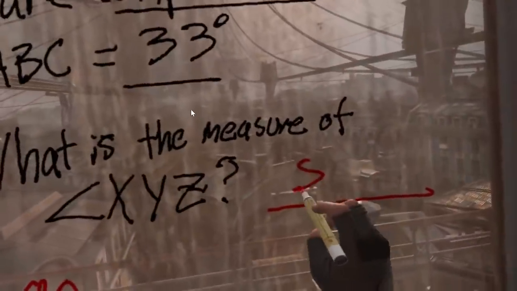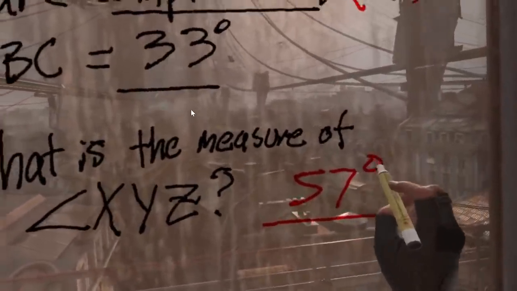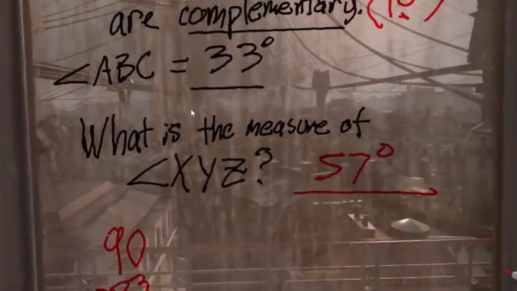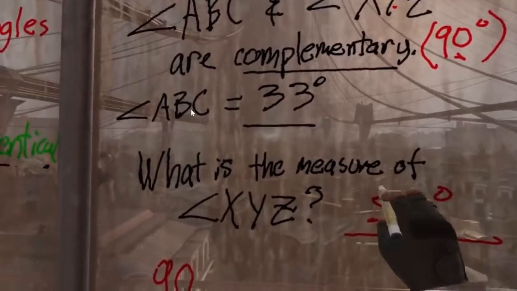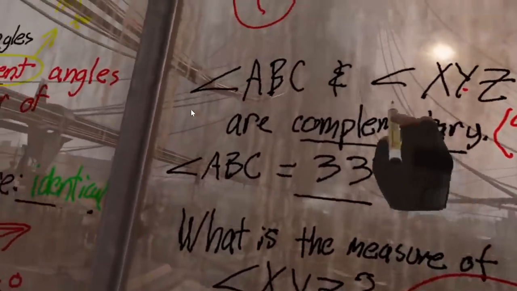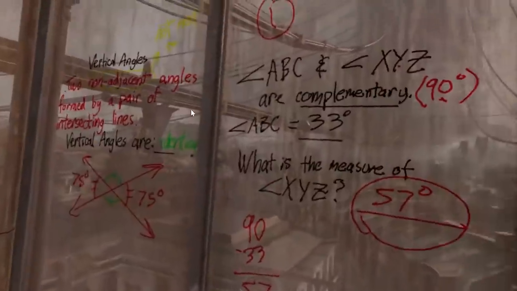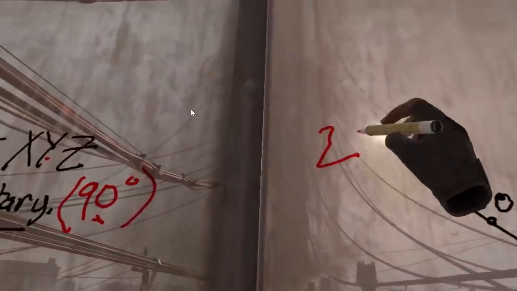Yep, 57 degrees. Okay, and that's why we need to learn these vocabulary words, because often they'll assume that you can find whatever's missing, because you understand that complementary means 90 degrees. Let's go on to our second problem.